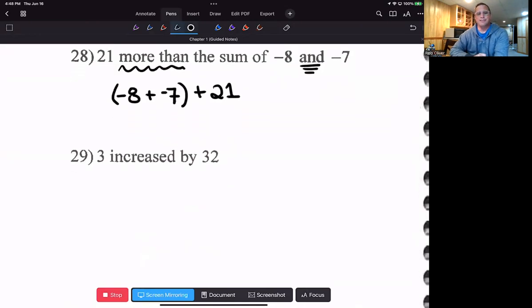So -8 and -7 makes -15. Drop down the plus 21. Now you can tell it's a subtraction problem because they have different signs. We have a negative and a positive. The positive has a higher absolute value, therefore it's going to be a positive answer, positive 6.